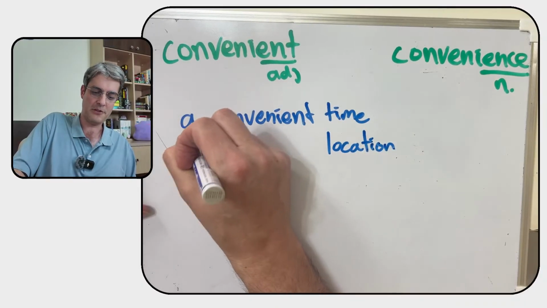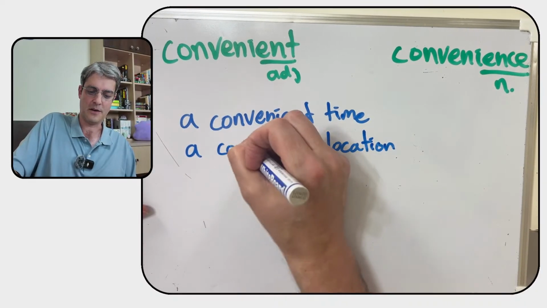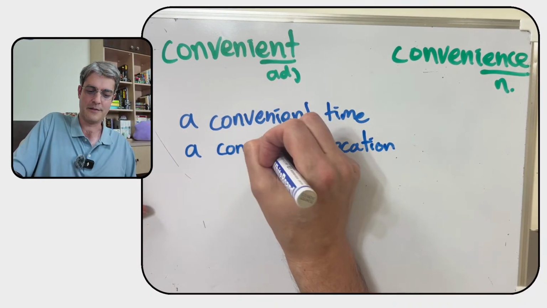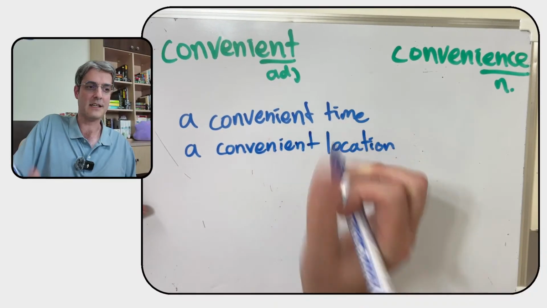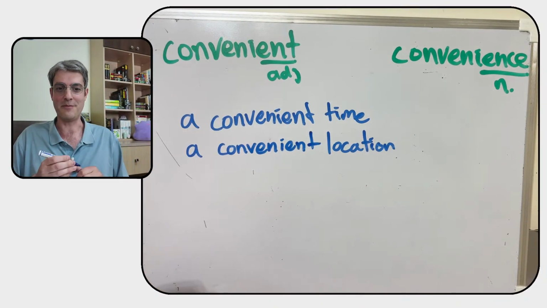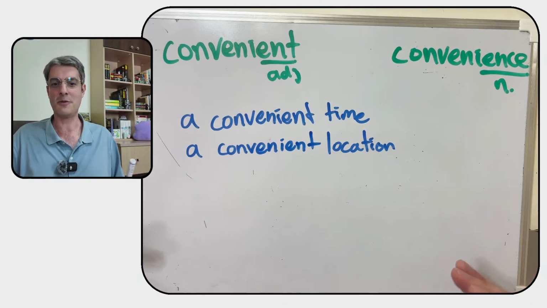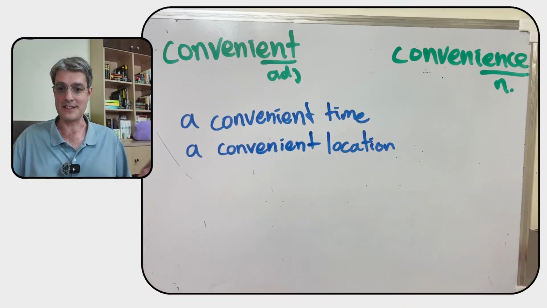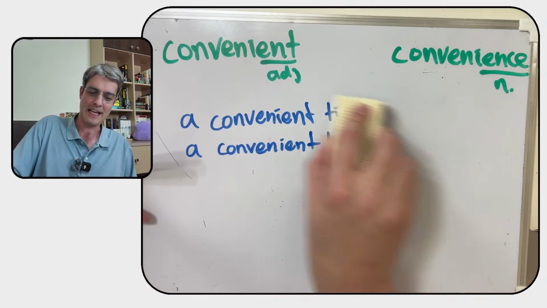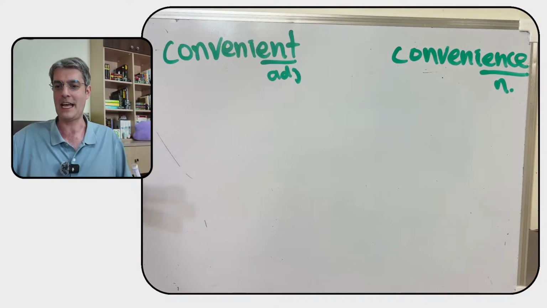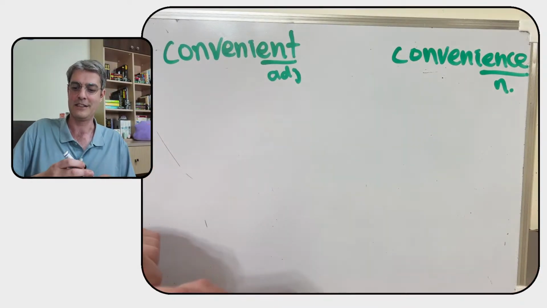All right, so maybe you choose to go to one movie theater instead of another because it has a convenient location. Maybe it's closer to your home, or it has the MRT or subway stop right nearby, so it has a convenient location. And then with convenience, we have a few useful collocations.